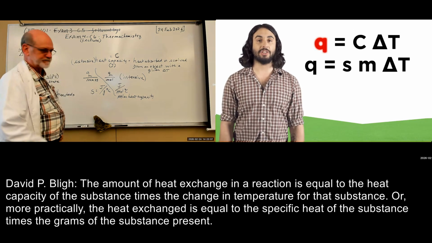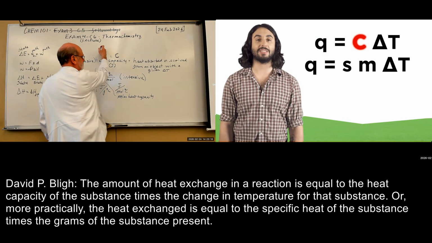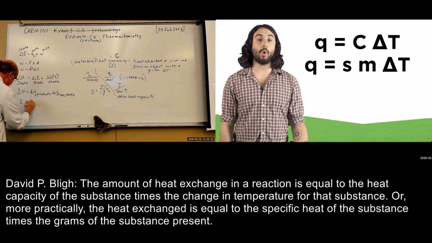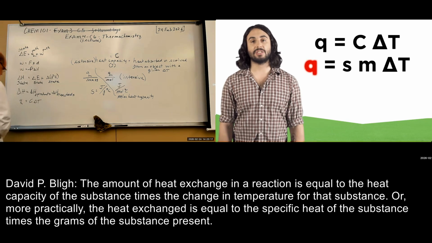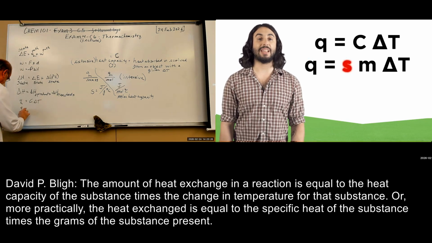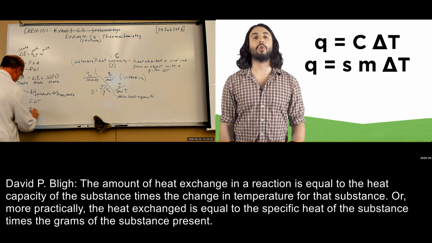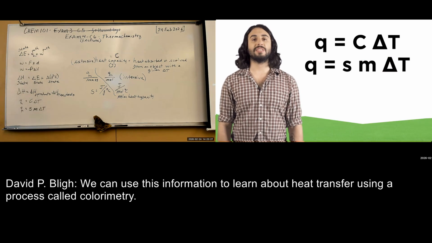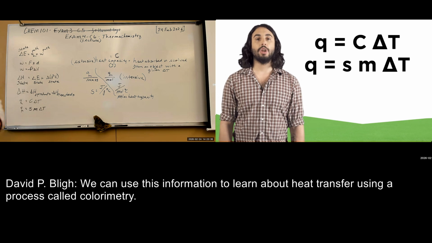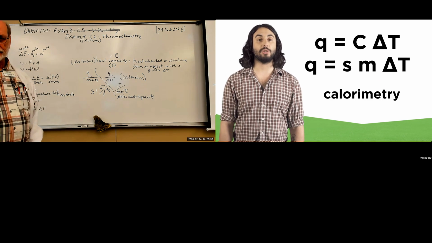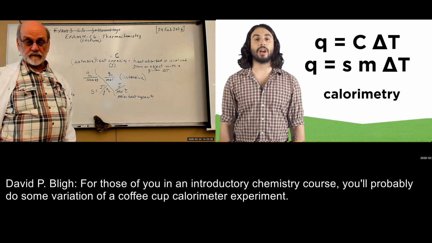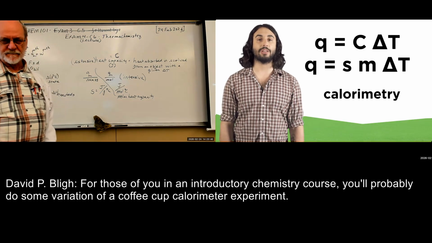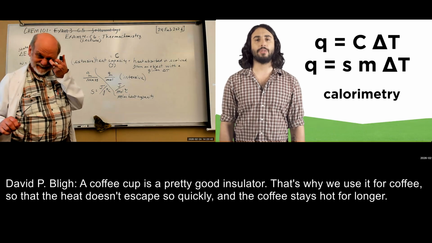Heat, temperature, and heat capacity are all related by the following equations. The amount of heat exchanged in a reaction is equal to the heat capacity of the substance times the change in temperature for that substance. Or, more practically, the heat exchanged is equal to the specific heat of the substance times the grams of the substance present times the change in temperature. We can use this information to learn about heat transfer using a process called calorimetry. For those of you in an introductory chemistry course, you'll probably do some variation of a coffee cup calorimeter experiment. Let's look at how those work.